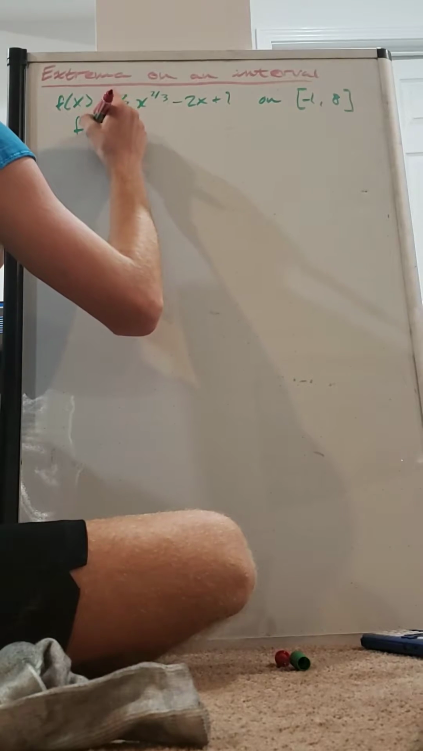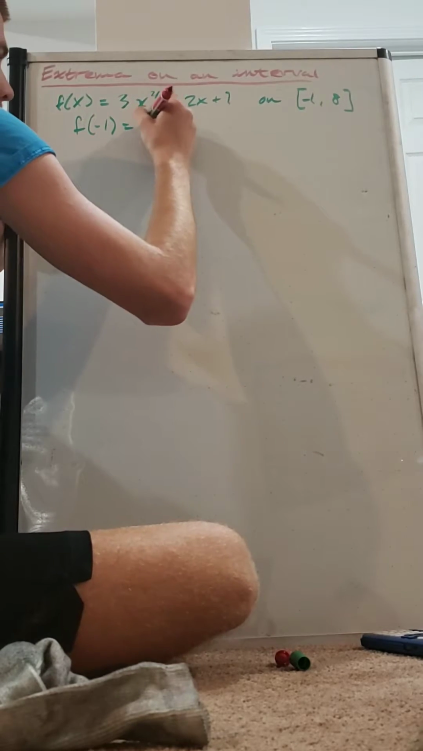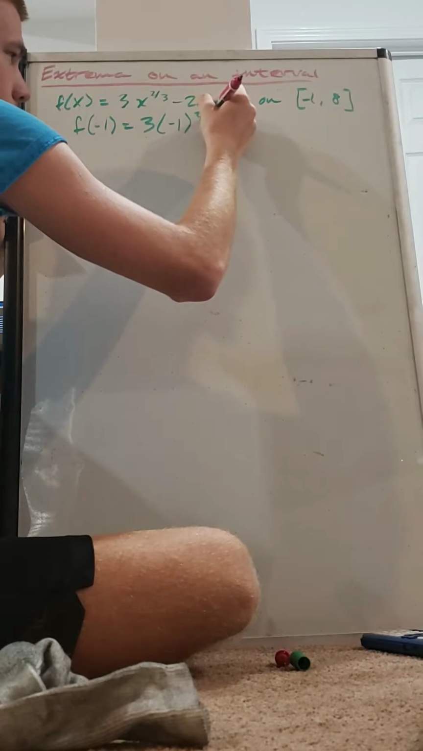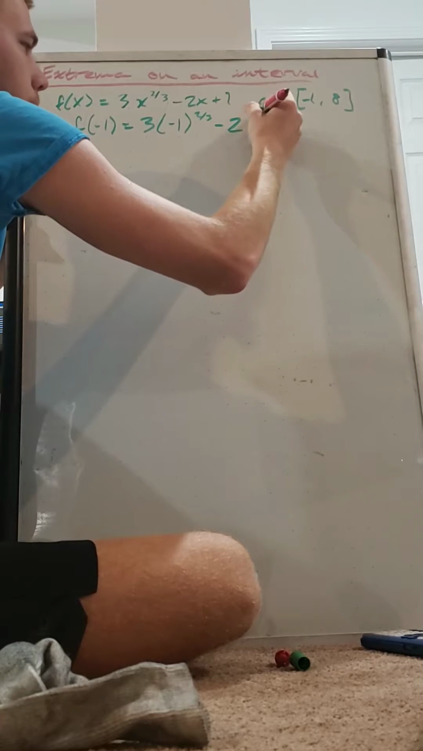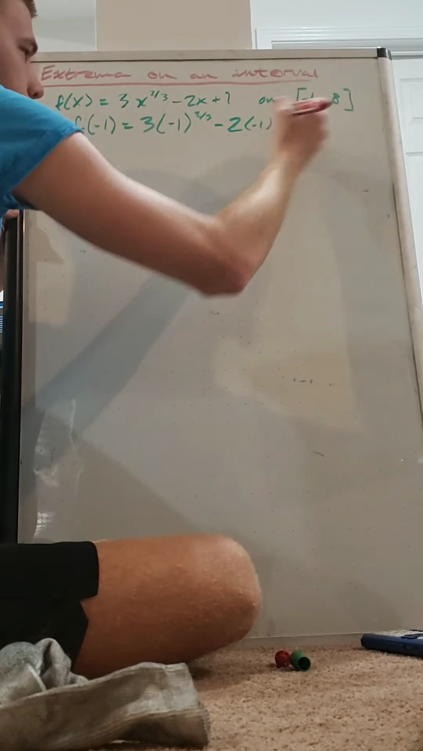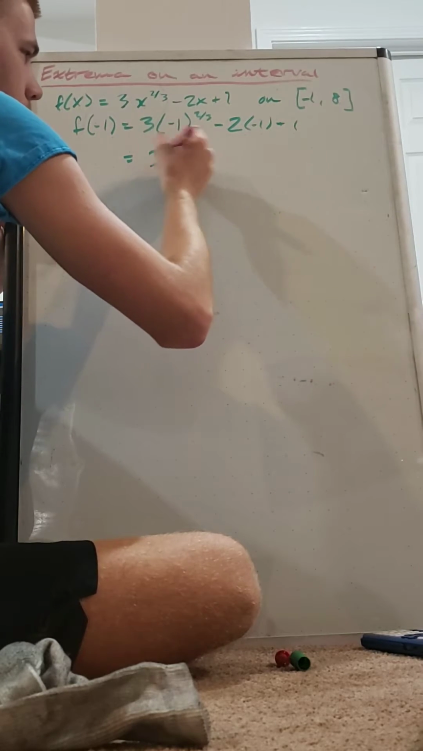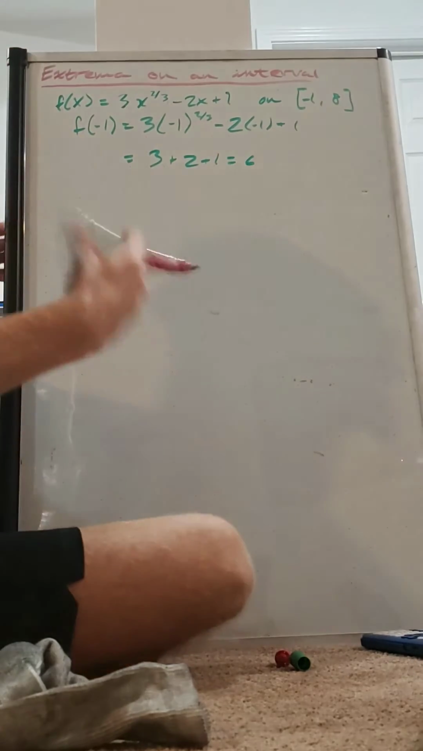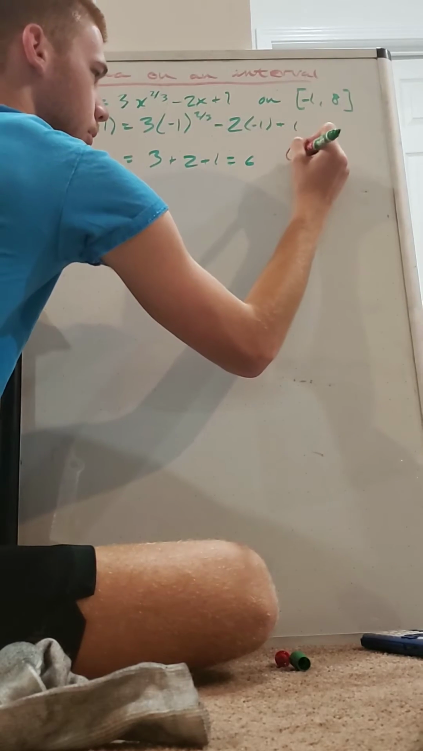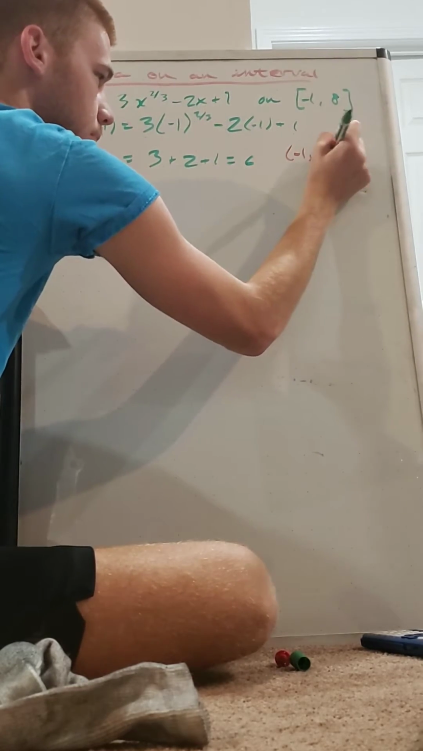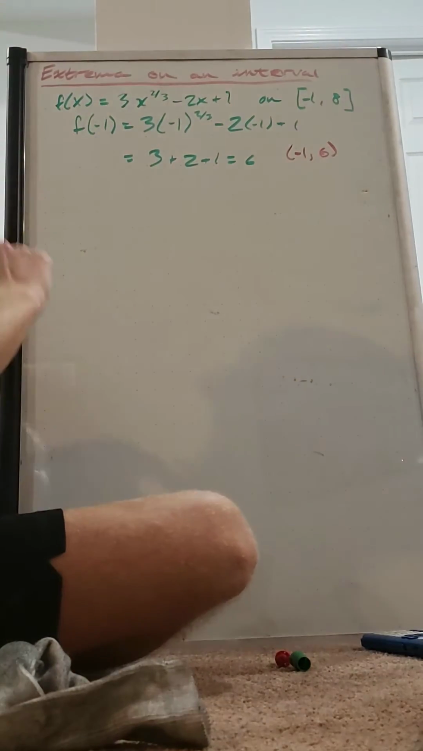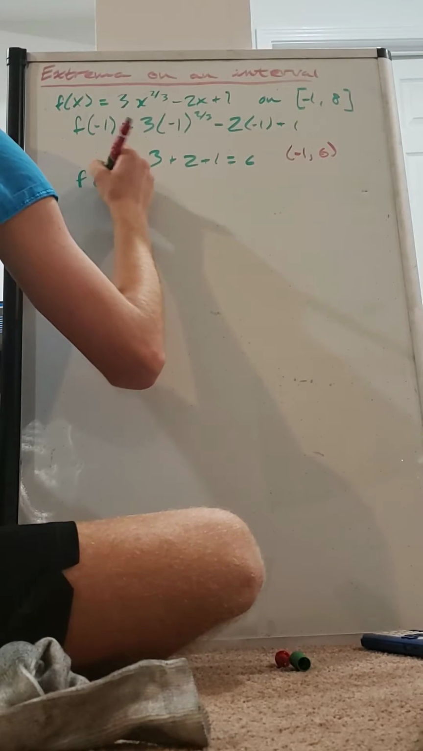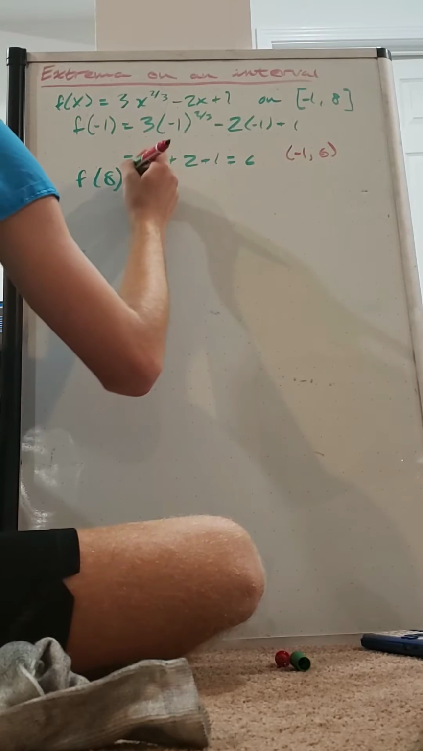So we check f of -1. It's going to be 3 times -1 to the 2/3 minus 2 times -1 plus 1. And that'll be 3 plus 2 plus 1. So that's 6. So our first point that we have is -1, 6. And so now we also have to check 8, because our extrema can occur at the endpoints.